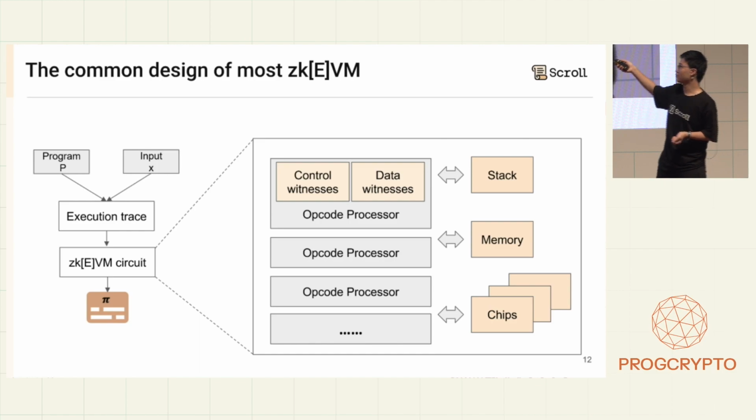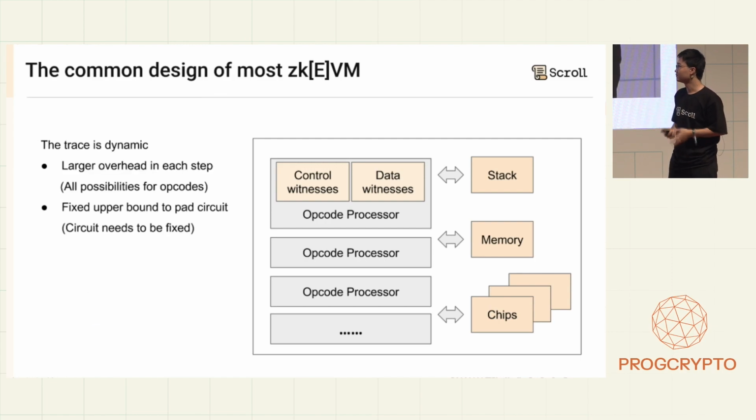If you zoom into what the opcode processor looks like, there is control logic, which controls which opcode is actually being proved, and also the data you are fetching from the rest of the stack, memory, and storage. Basically, it proves that this opcode is correct and consistent with the memory and stack, and it's selected by this control logic.